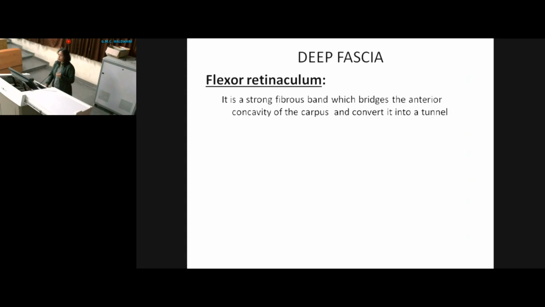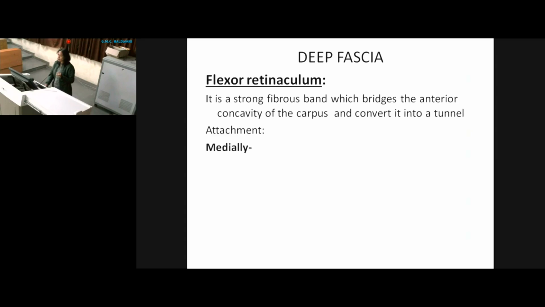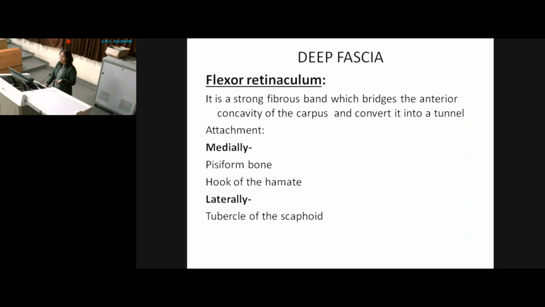Then the flexor retinaculum. Okay, we had already discussed this, and it is the thick and deep fascia which bridges the concavity of the carpal bones and converts it into a tunnel, which is named the carpal tunnel. And through this tunnel pass the long flexors of the forearm, which are inserted into the hand. Clear? So there are attachments on the medial side to the pisiform bone and the hook of the hamate, and on the lateral side to the tubercle of the scaphoid and the crest of the trapezium.